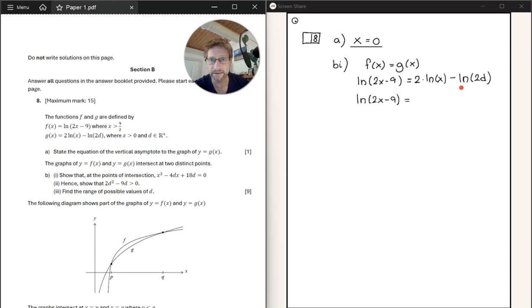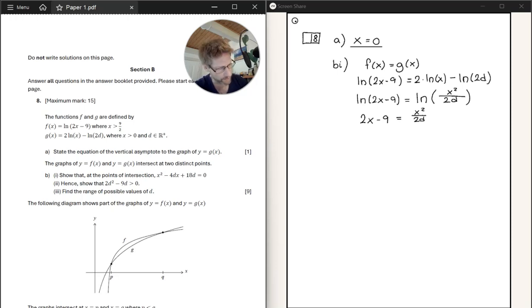When we subtract another logarithm, we can turn that into one single logarithm where we divide the two things. Again, we're using it in the opposite direction, but this is the same as the logarithm of x squared divided by 2d. And that's nice because now we have two logarithms that are equal to each other, and that only happens when the interior things in the logarithms are the same. So the equation is the same as saying that 2x minus 9 is equal to x squared over 2d.